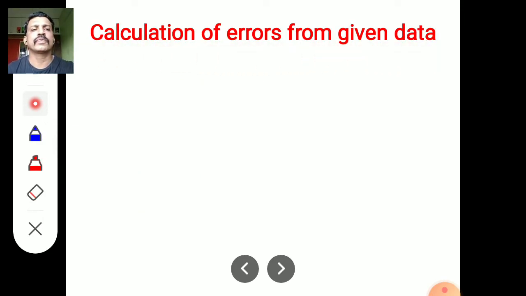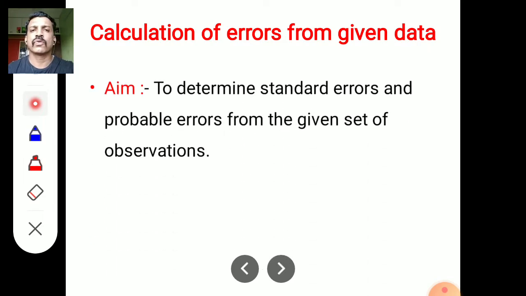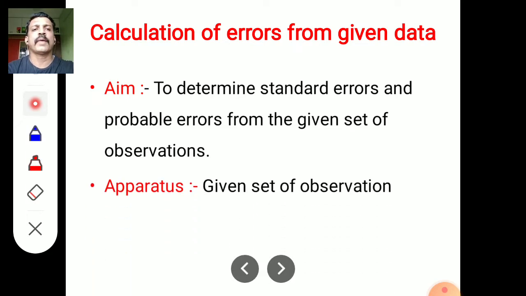Calculation of error from a given data. What is the aim of this practical? To determine the standard error and probable error from the given set of observations. Here a number of sets of observations are given, and from those observations we can determine the standard error and probable error. Apparatus: a given set of observations.